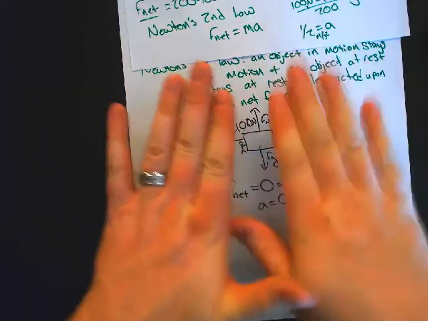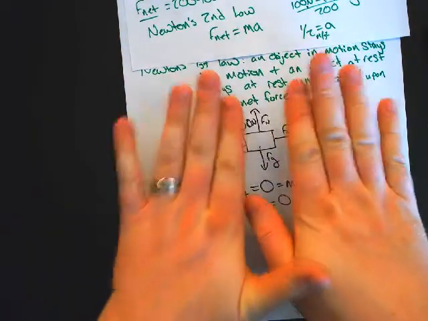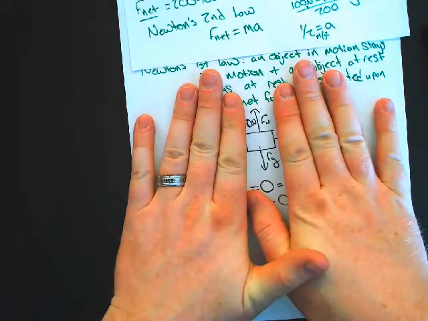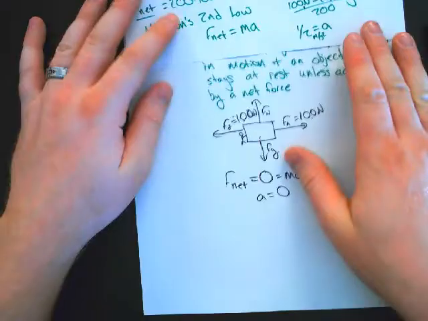Typically what we do then is we have one equation for horizontal and one equation for vertical. Treat them separately. Okay?